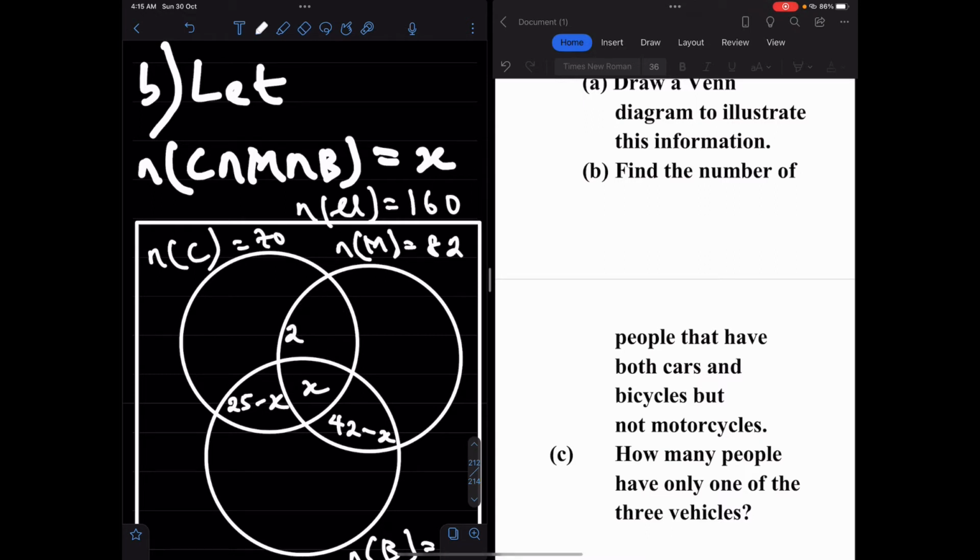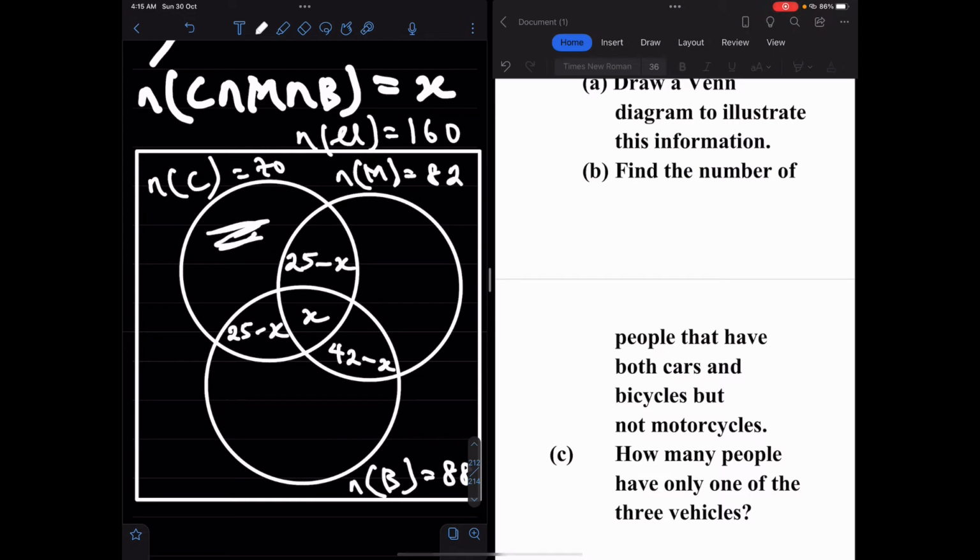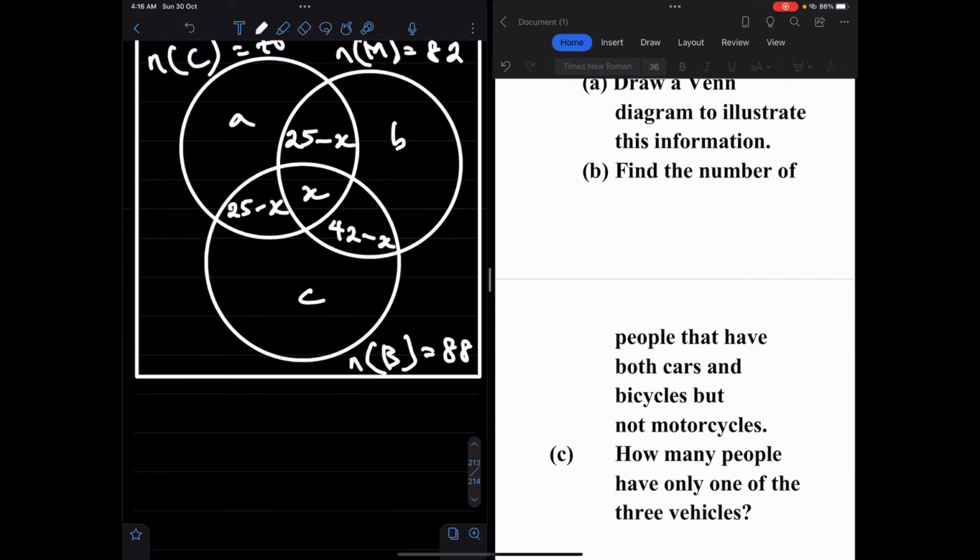So that means the number of elements in this part is 25 minus X. If I say this part, I mean the number of elements in that set is 25 minus X. Now, this will be those who have only cars, those who have only motorcycles, and this will be those who have only bicycles. So let's see. I want to find the number of people who have both cars and bicycles but not motorcycles. Now, how do I find it? Let me call this place A, this B, and this C. Okay, how do I find A?